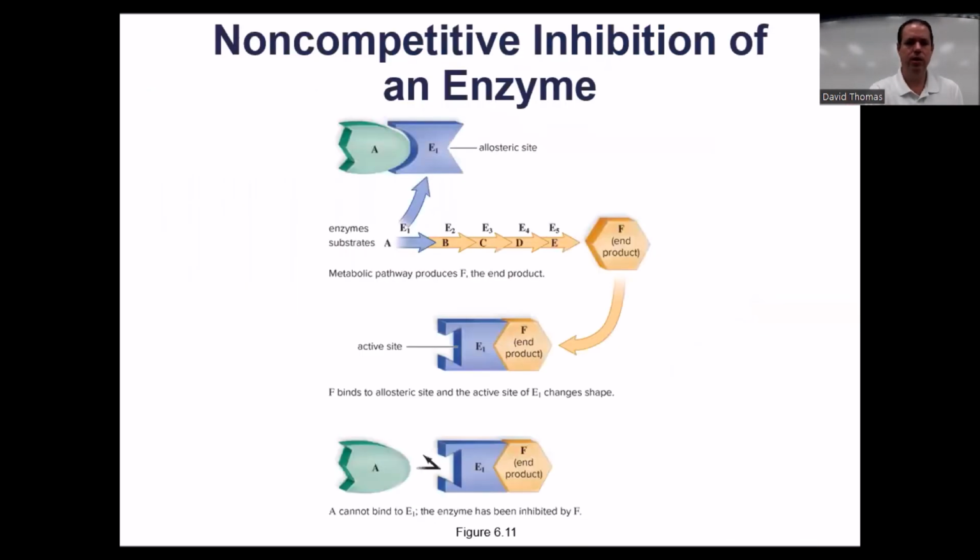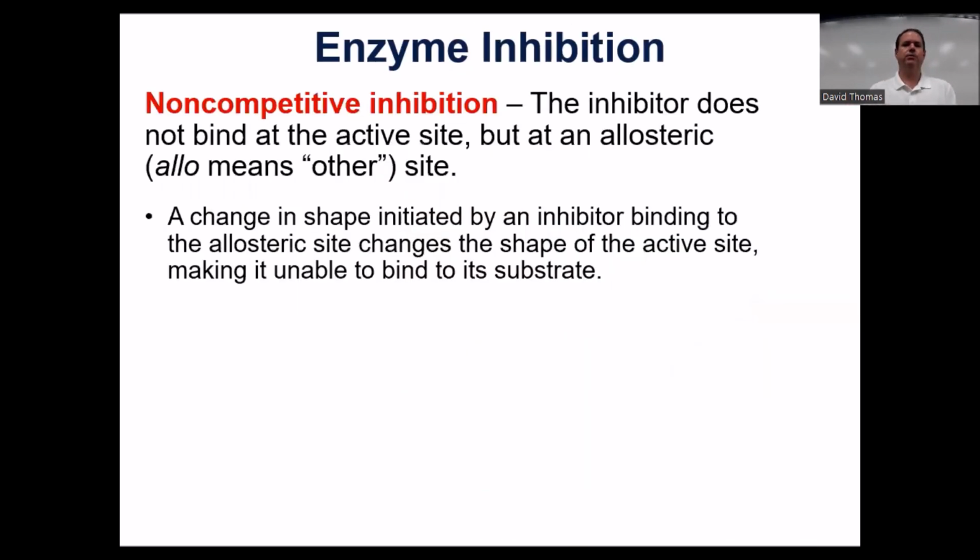Non-competitive inhibition, your chapter actually has a picture of that. I'll show you that in just a second. Non-competitive inhibition is similar. You still have an inhibitor, but instead of binding to the active site itself, there's some other site on the enzyme that this molecule binds to. It's called an allosteric site. Don't let that word confuse you. Allo means other. So there's some other site on the enzyme.